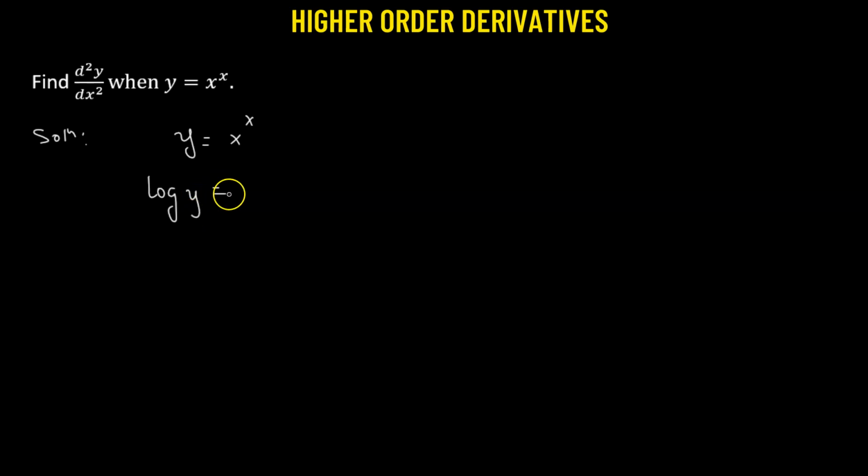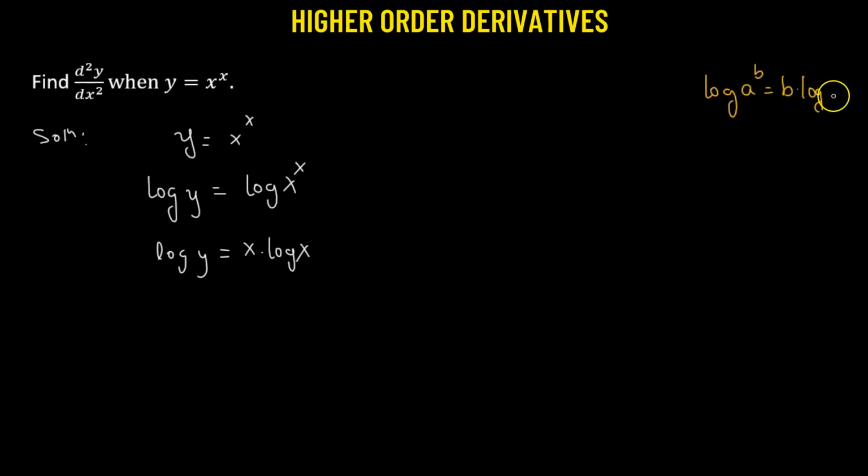So we have log of y equals log of x raised to the power of x. So that gives us log of y equals x times log of x. Here we have used the property of logarithm. That means if we have log a raised to the power of b, that becomes equal to b times log of a. So here, we've taken the x from the power and multiplied it to log of x.